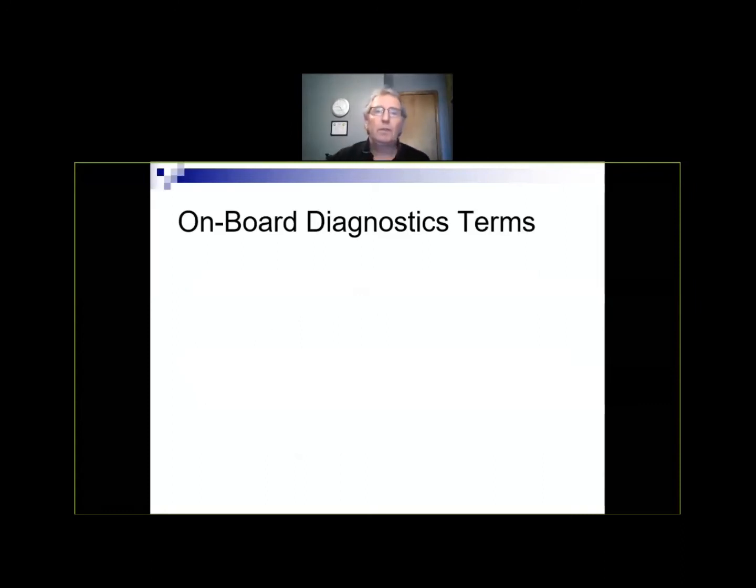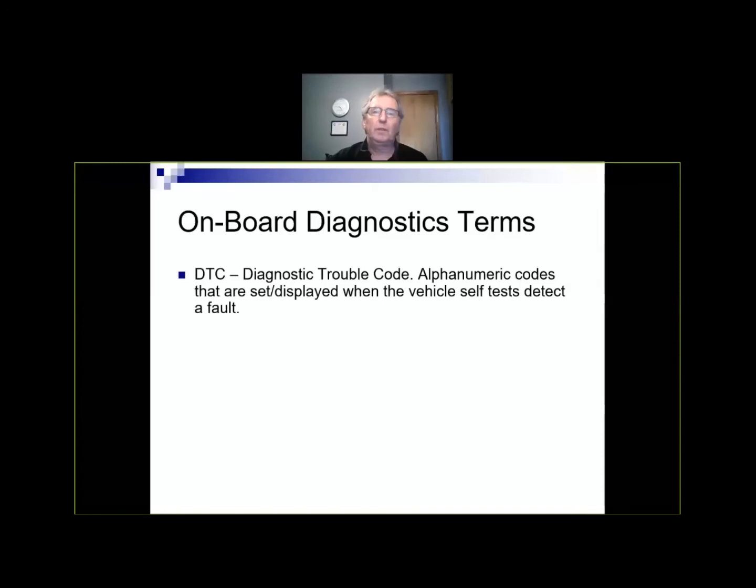So we flip to the next slide here. We have some different terms to talk about. First thing, DTC. This is a diagnostic trouble code. They are alphanumeric, so generally they start with a letter and then have digits following. These are codes that are set and/or displayed when the vehicle self-test detects a fault.